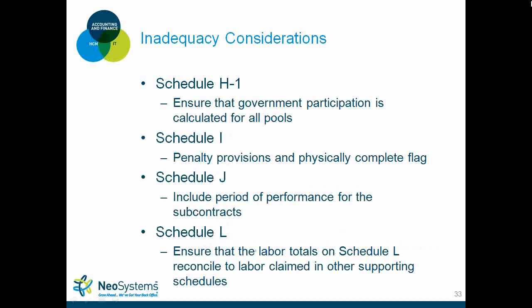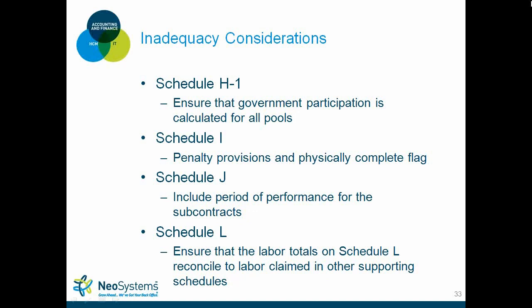Some of the other schedules, Schedule H-1, just make sure you have all the pools there. Don't miss out the pools. It's such a small schedule that you may just skip it, so make sure that you have it properly identified for all the pools. We talked about the penalties. Please flag it. Make sure that you have the penalty flag as well as the physically complete, and make sure that it's also aligned with Schedule O.